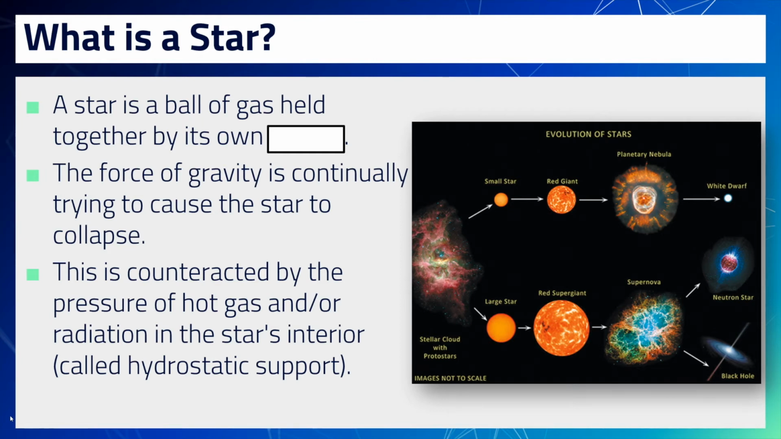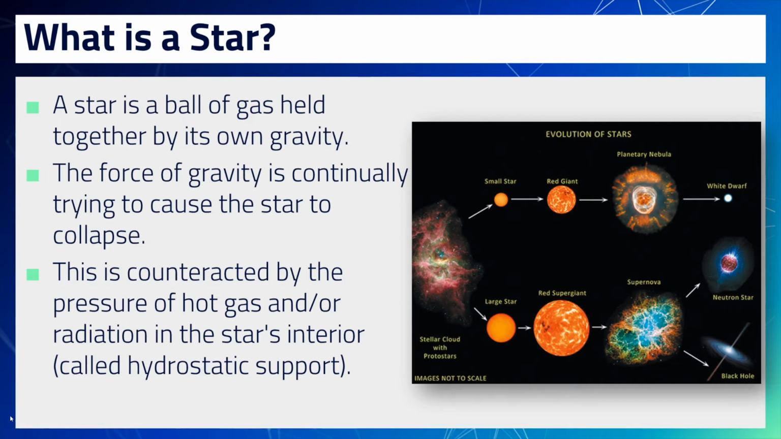So what is a star? A star is a ball of gas that is held together by its own gravity. Now that gas is constantly burning, through a process of nuclear fusion. But what's happening is the gravity of all that gas, all that matter, all that mass is constantly trying to cause the star to collapse inwards. So it's almost collapsing in under its own weight.